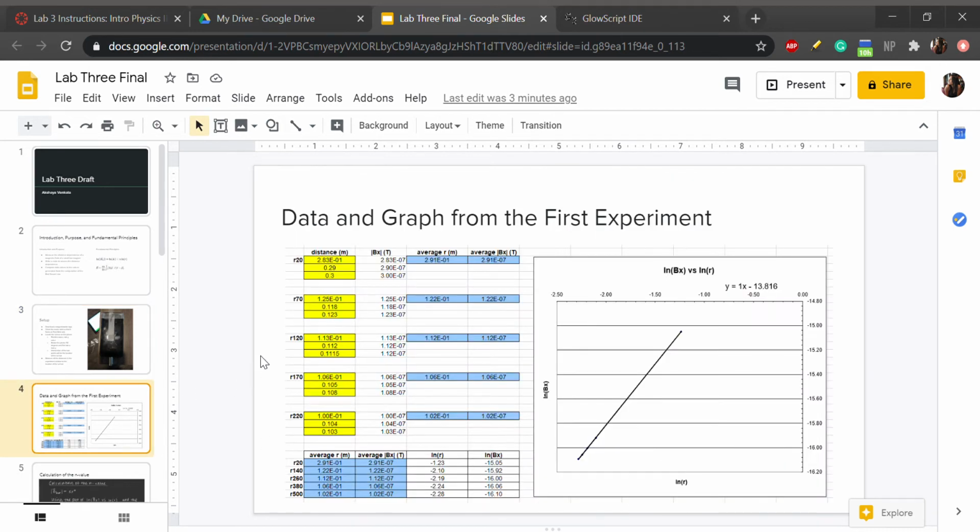So from that, I was able to measure R20 through R220, so those are going to be the distances, and then the readings are going to be in the column B sub x of t. And then the Excel sheet computes the average R value, and the average B sub x measured at that. And then the plot on the right is a plot of the natural log of B sub x versus the log of R. And it's a logarithmic relationship, so this makes it nice and easy to get a linear slope from the plot.